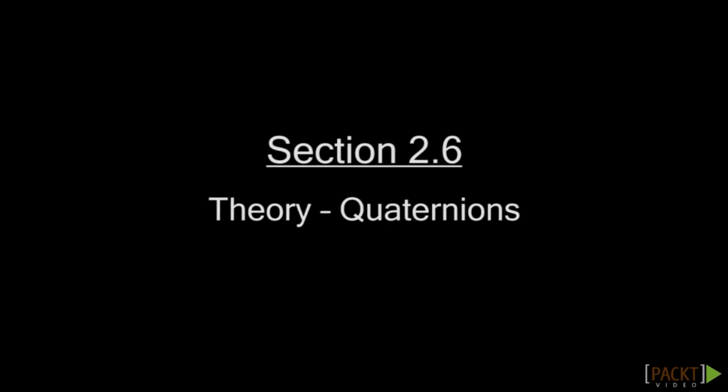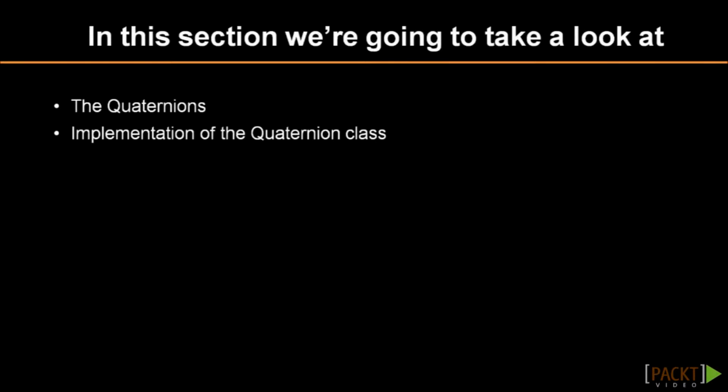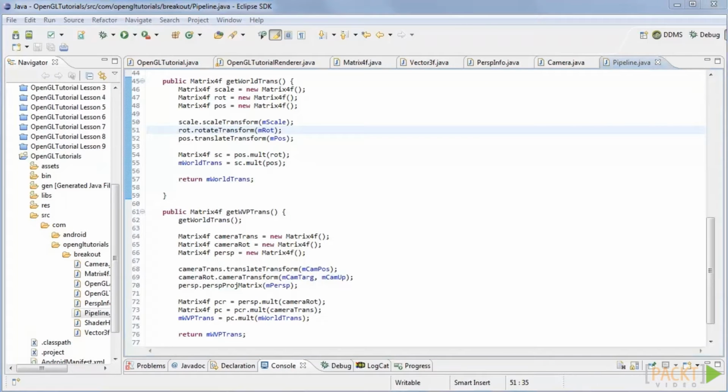Hello everyone, this video is entitled Theory: Quaternions. In this video we are going to talk about the theory behind quaternions as well as implementing a quaternion class. Although we can perform rotations using Euler angles and matrices, this can produce one problem. It can cause gimbal lock. This occurs when an object is rotated around one axis that causes another axis to lock up so that the object cannot be rotated around that axis.